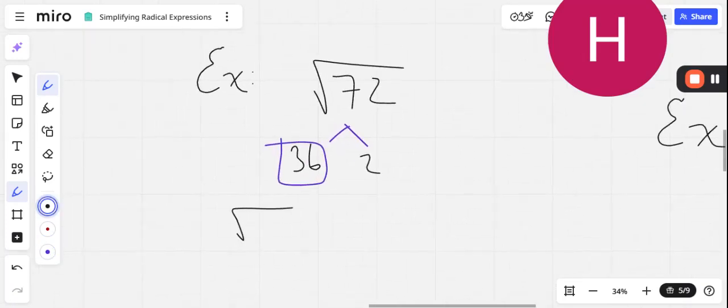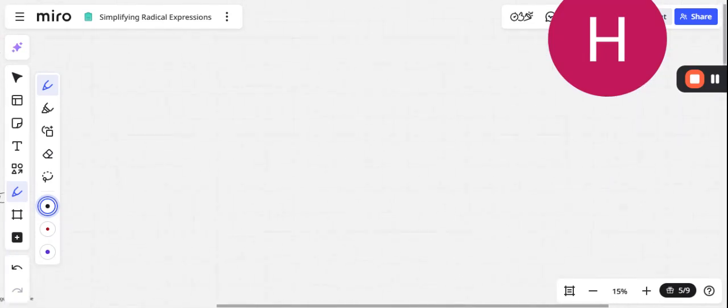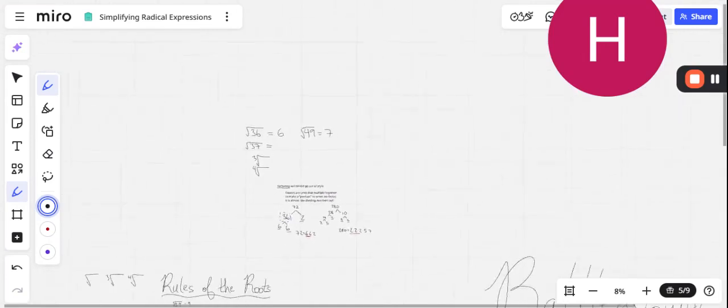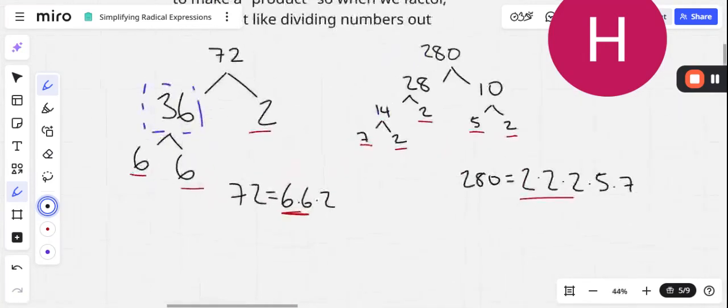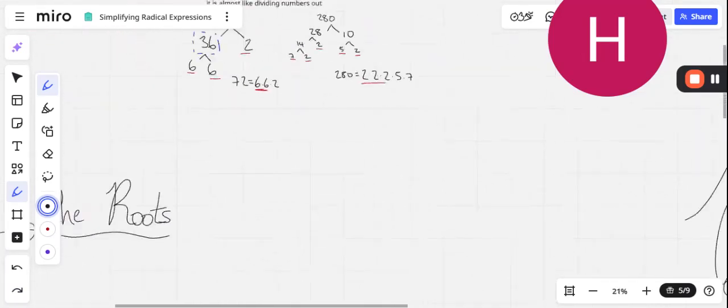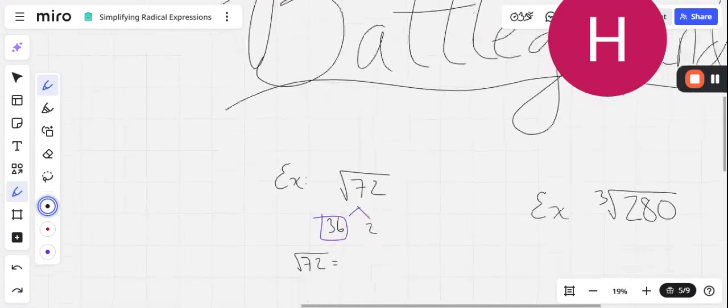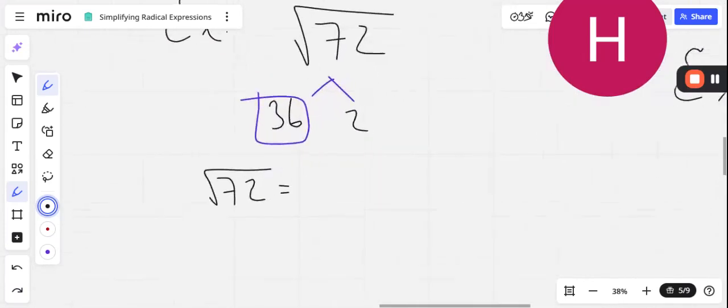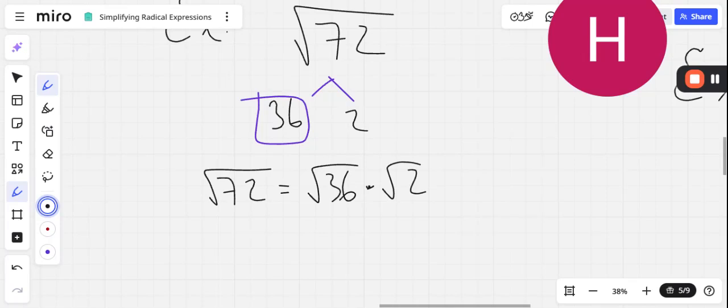We could say that the square root of 72 is the same factorization as what we saw up here. The only difference is that now all of this is going to be in a square root, you see. So the square root of 72 factors in a very similar way to 72. This would be the square root of 36 times the square root of 2. You guys saw that in the multiplication of radical expressions, so we're just going backwards.